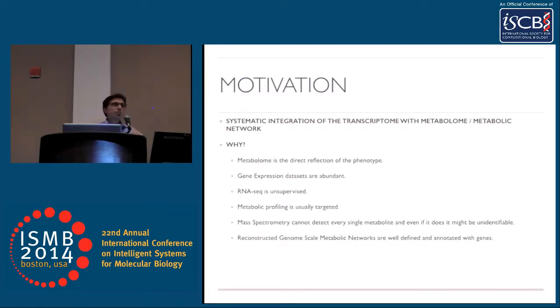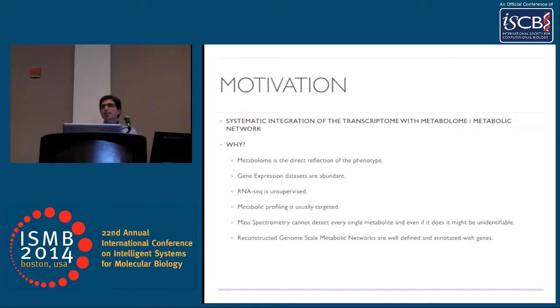So the first reason is the metabolome is the closest to the phenotype, as I just said, and so it gives you a great deal of information about the phenotype. Second is the gene expression datasets are quite abundant, for example in the GEO database. With the rise of RNA-seq, you have unsupervised information about the gene levels, unlike the arrays. And unlike RNA-seq, metabolic profiling is usually targeted.